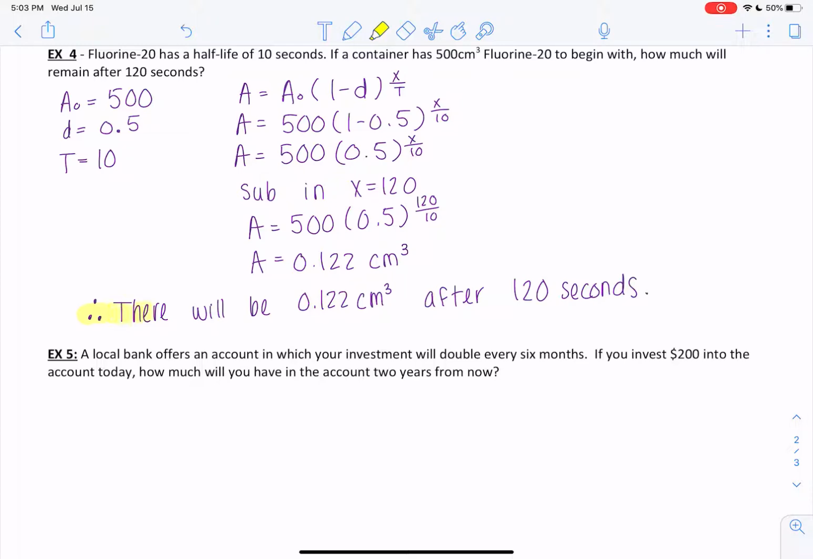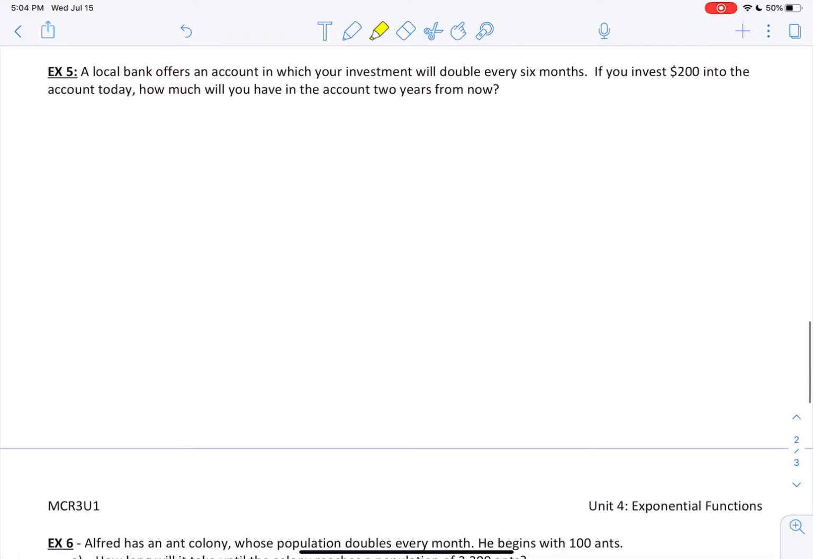And there's our final answer. Okay, let's try one more. So example 5 says that a local bank offers an account in which your investment will double every 6 months. If you invest $200 into the account today, how much will your account have 2 years from now?